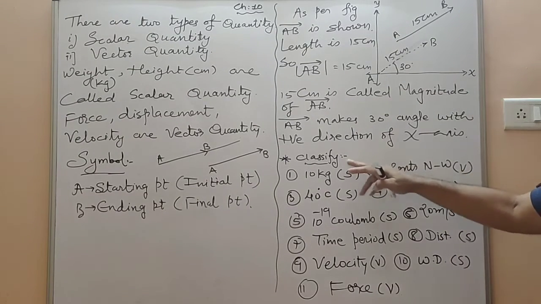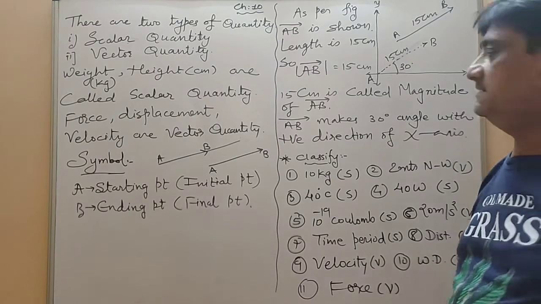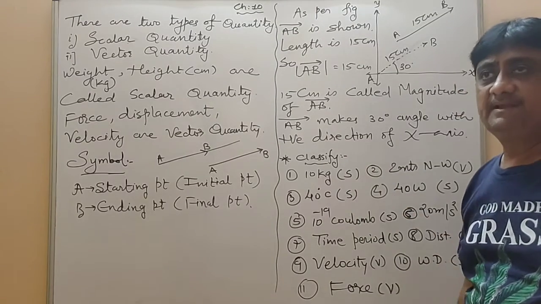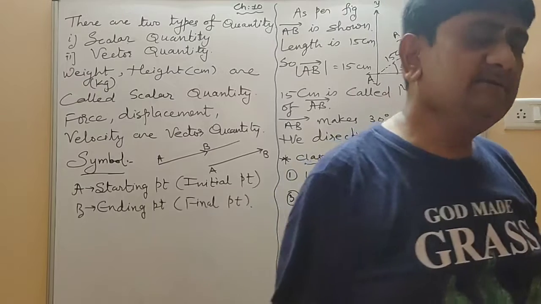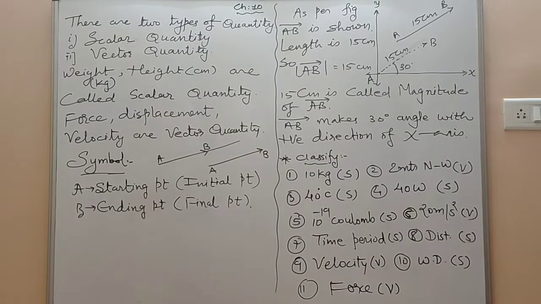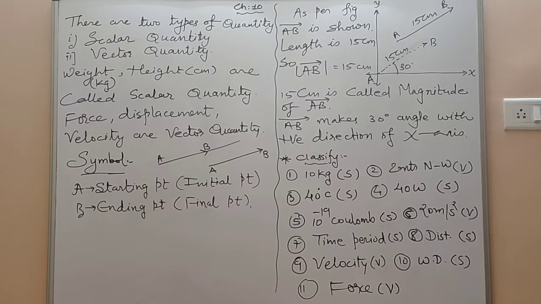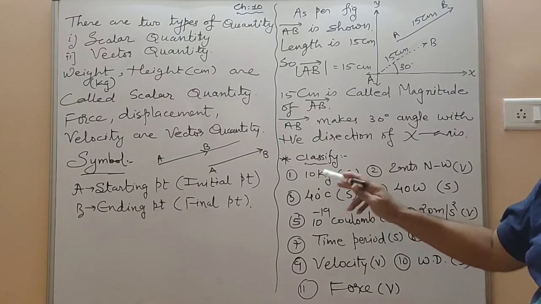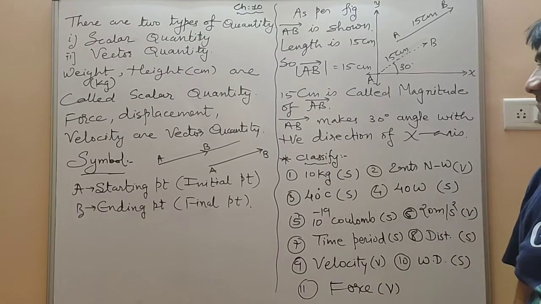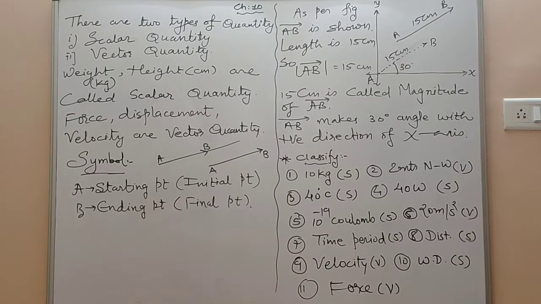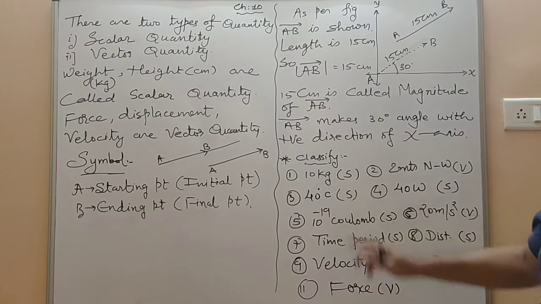Now there are some questions in exercise 10.1. You have to classify whether each is a vector quantity or scalar quantity. First one is 10 kg. So 10 kg is a weight, and kilogram is the unit of weight. So it is a scalar quantity, because it is 10 kilogram weight, but in which direction? South, north, 30 degree from west, 20 degree from east? No direction is given, so it is called scalar quantity.